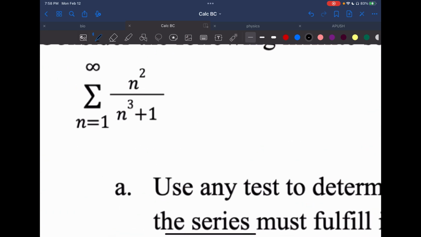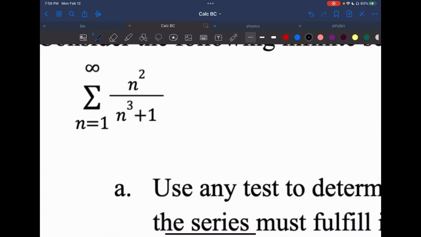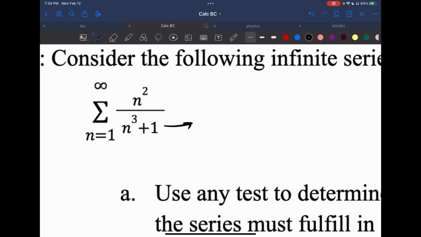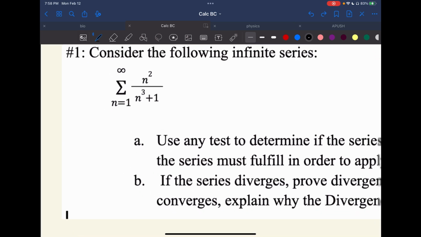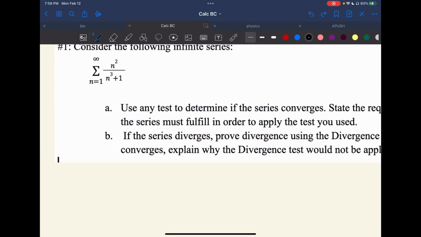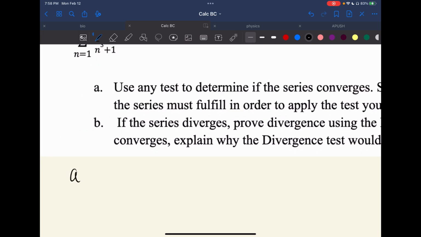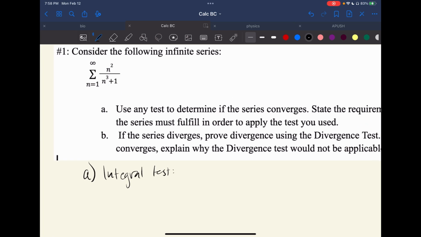So just looking at this, it would be good to use the integral test because if you do u-sub, this would cancel out at one point, and it would be easy to get an answer. So before I use the test, I want to make sure it fulfills the requirements. In order to use the integral test, the function has to be continuous and it has to be decreasing, right?